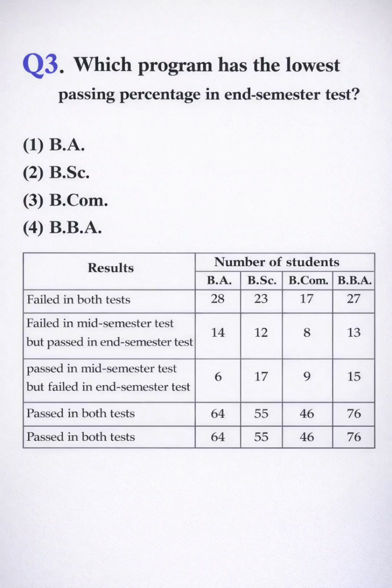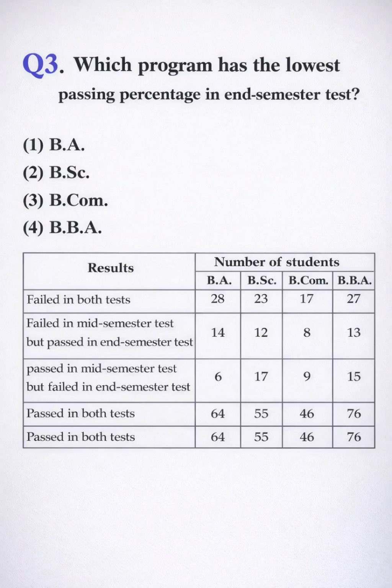Now let's solve in a very easy way. For BA, passing students are 64 plus 14, that is 78 out of 112. So the passing percentage is 69.6%.